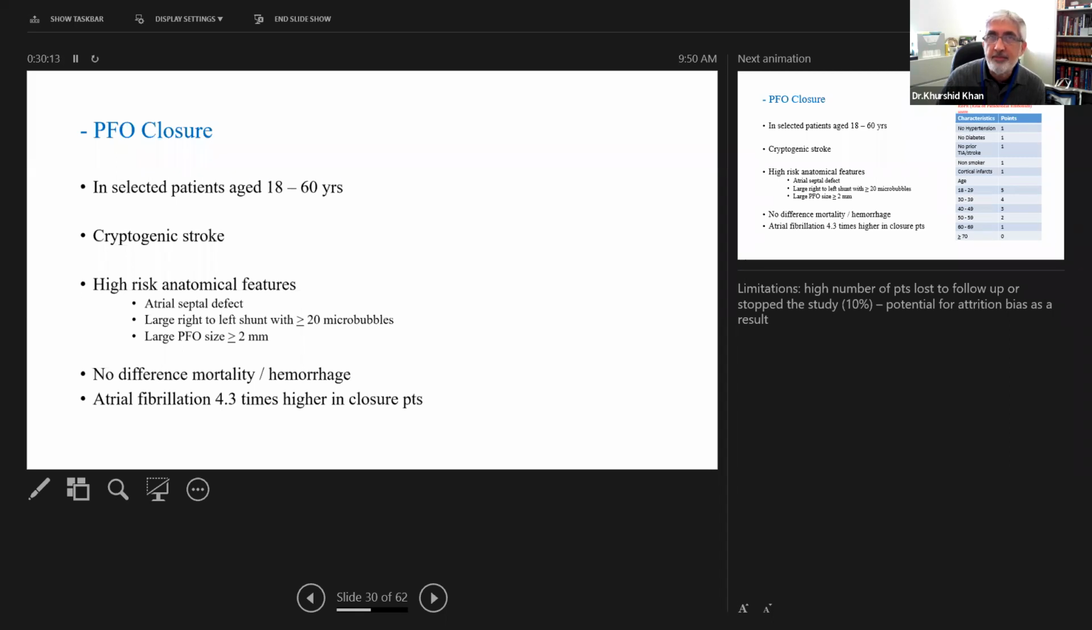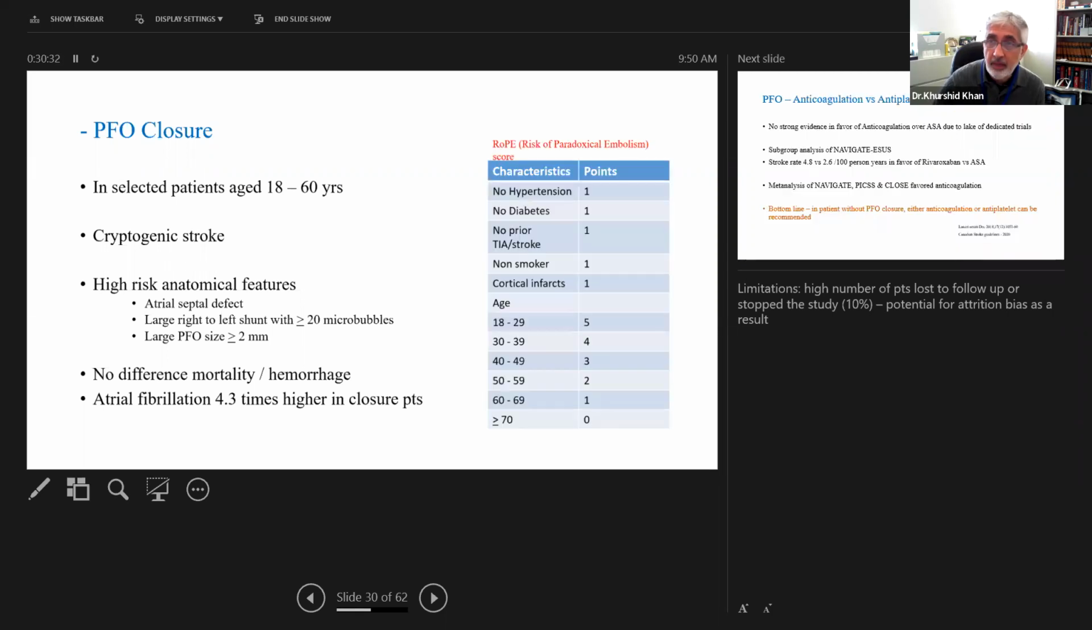With respect to the procedure itself, there is a risk of atrial fibrillation, which is approximately 4 times higher at the time of procedure. And I don't think this has been shown to be a long-term effect. Now, for determining who may be a better candidate for PFO closure, people have proposed a risk of paradoxical embolism score. So the higher the score, the higher the likelihood that PFO was a contributing factor or was the cause of stroke. So there is no history of hypertension.